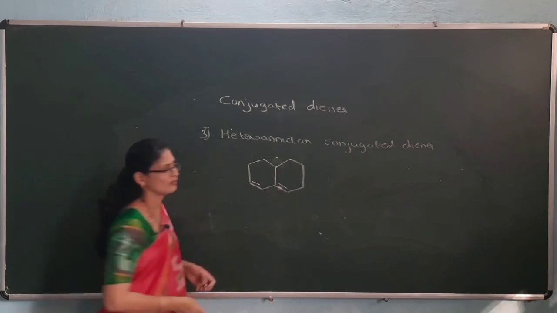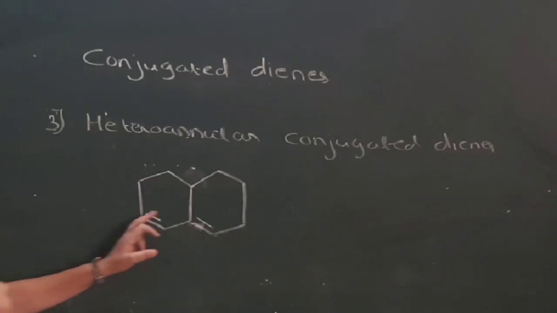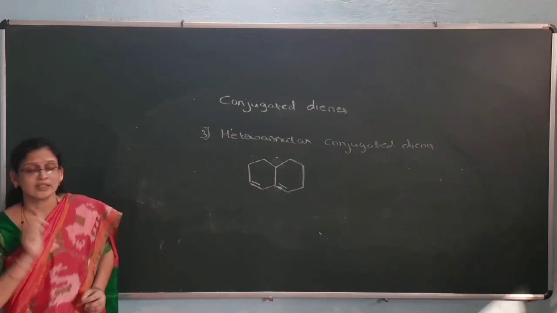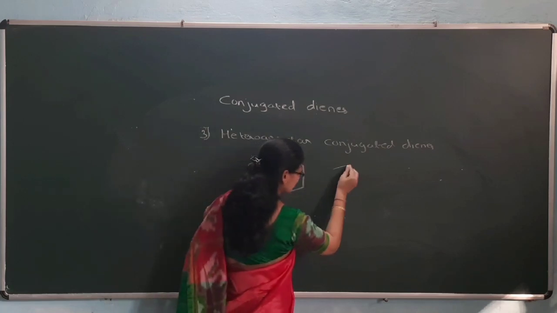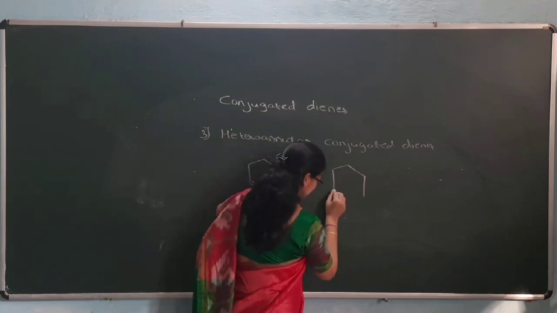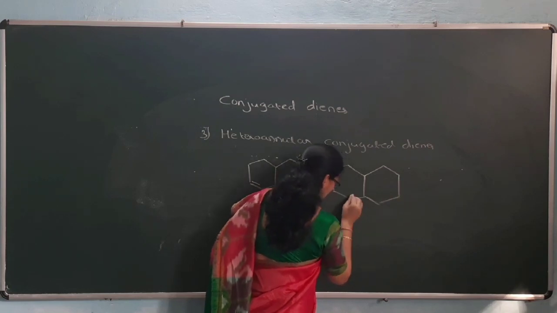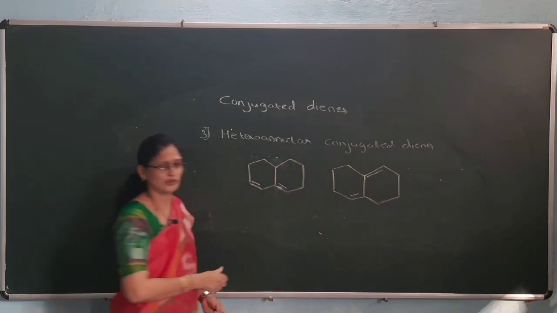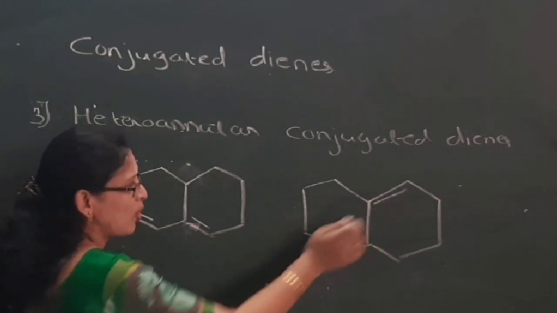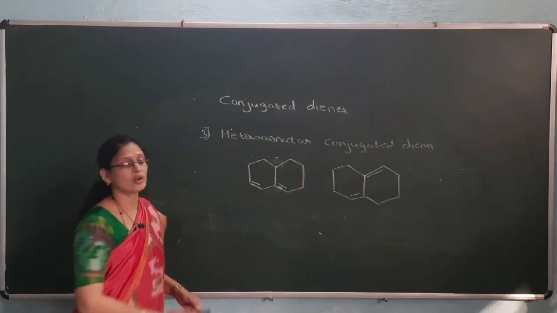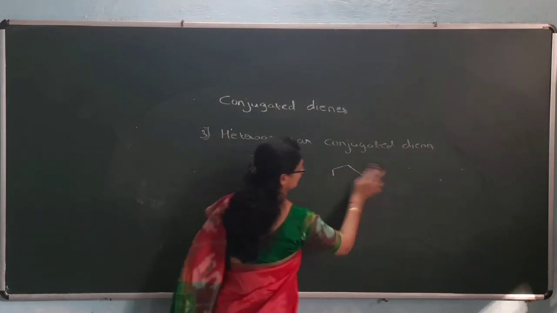So this is one example. You can see here the double bonds are in conjugation but they are present in different rings. So we can write one more here. In this case also the double bonds are conjugated but present in different rings. The fourth one is exocyclic double bond and endocyclic double bond.